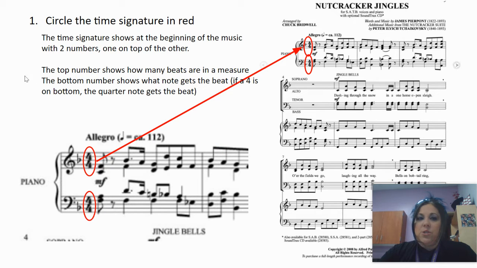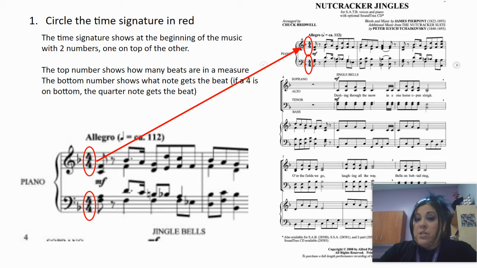So the first one, circle the time signature in red. You can see over here in my piece of music, I circled it, but then I also made it bigger so that you can see a little bit better what that looks like. So the time signature shows at the beginning of the music, and there's two numbers, one on top of the other. The top number shows how many beats are in a measure, and the bottom number shows what note gets the beat. Now, we'll talk more about this another time. I'm not going to get too much into detail on that, but just know that if a 4 is on bottom, the quarter note gets the beat.